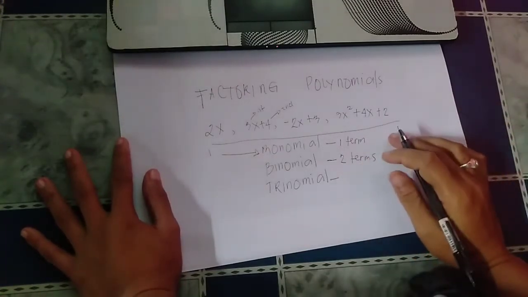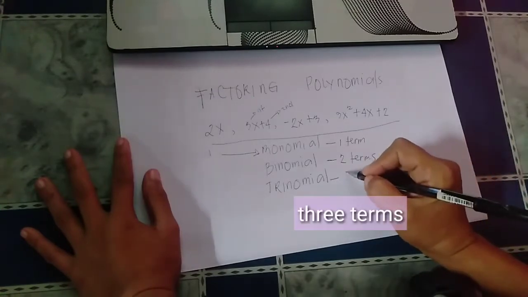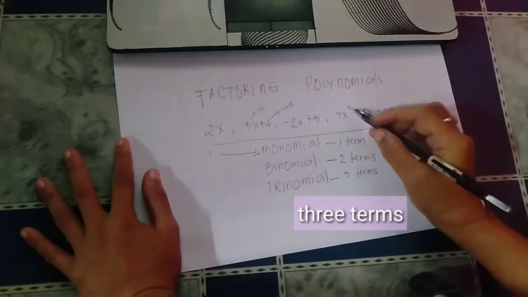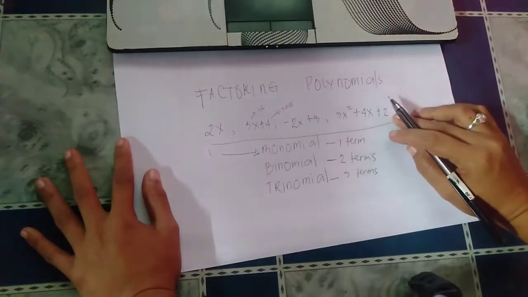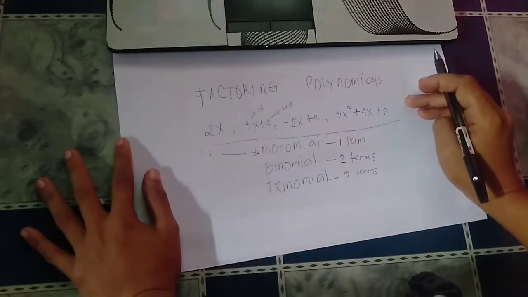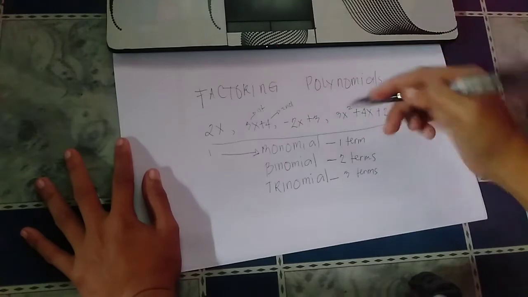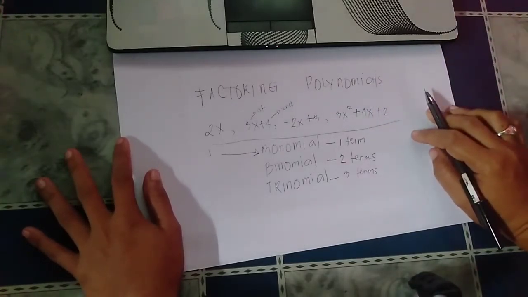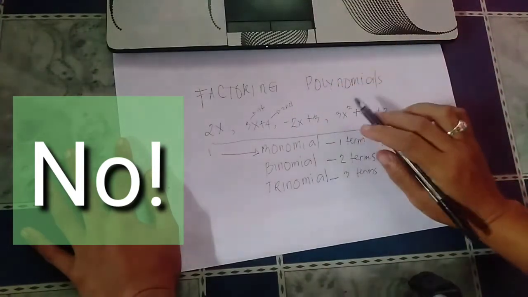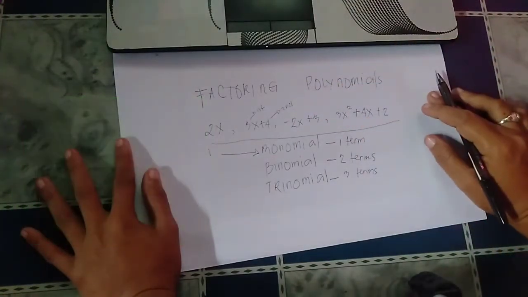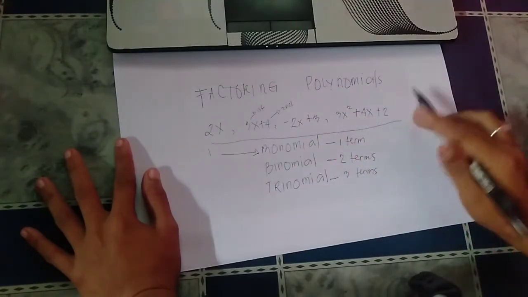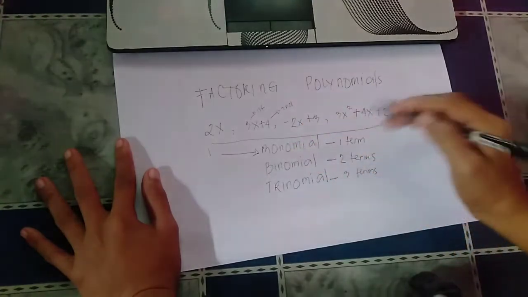Next is trinomial, from the prefix tri, meaning three terms. So in the given expressions, one expression is an example of a trinomial. Let's say, is negative 2x plus 3 an example of a trinomial? No. It is because in negative 2x plus 3 there are two terms. So this falls under binomial.